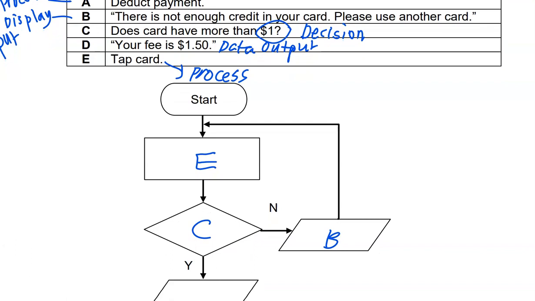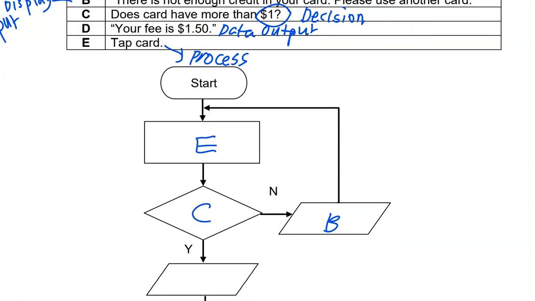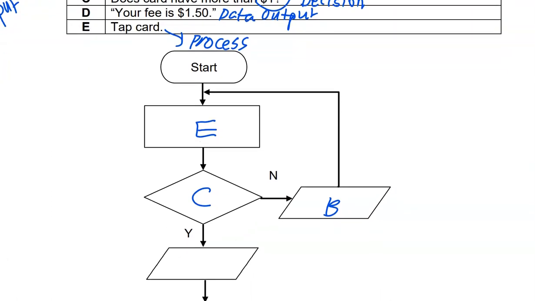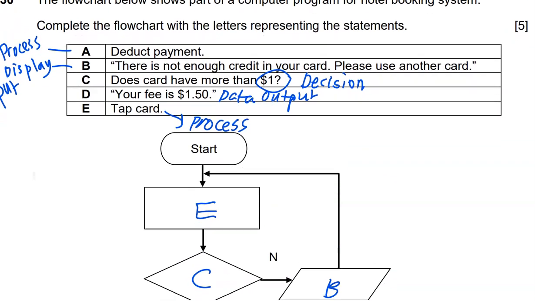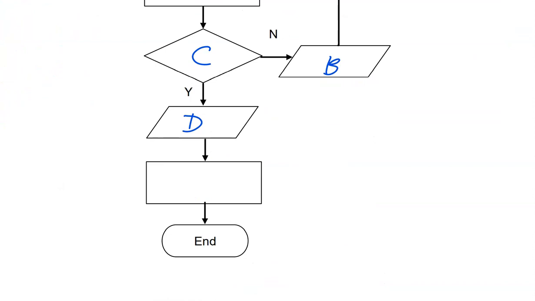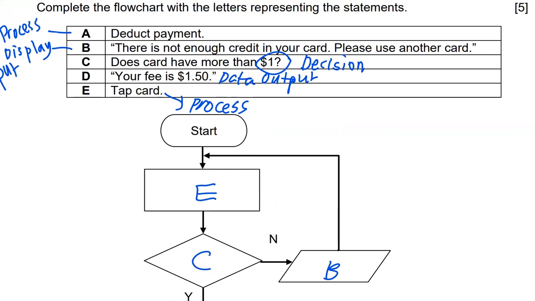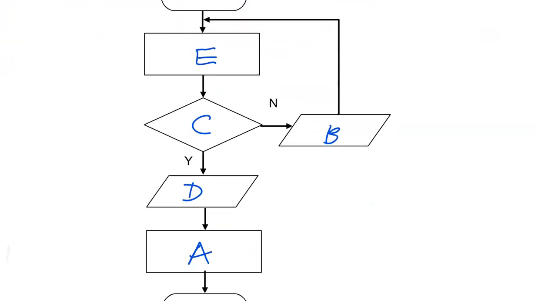Okay, so if there is more than $1 in the card, then you have to start to tell the user your fee is $1.50. And finally, the one that is not used will be A. Okay, so A will be a process. It is to deduct the payment.